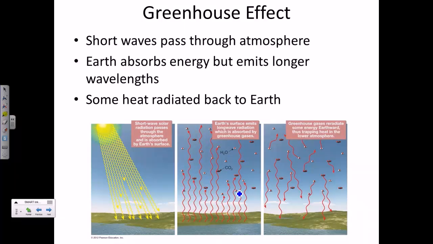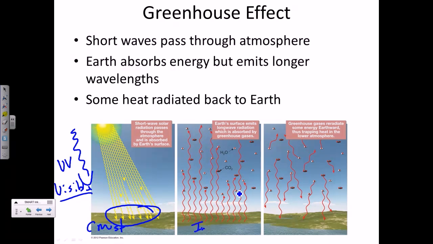And so this is the heart of the greenhouse effect: we end up with short wavelengths coming in. These are UV light, this is visible light. It hits the Earth's crust and it heats the crust. It gets turned into infrared, and then is sent back out as infrared. Now, here's where the greenhouse effect comes into play.